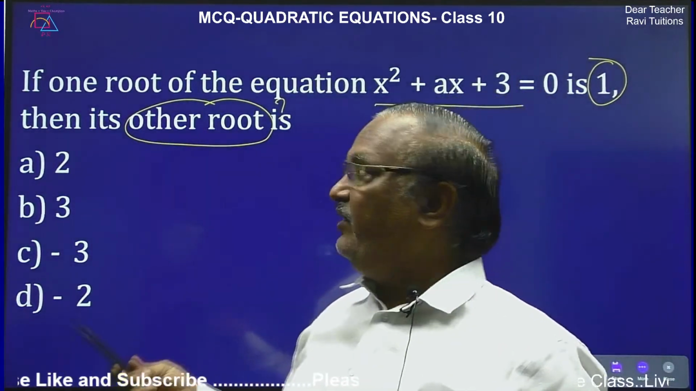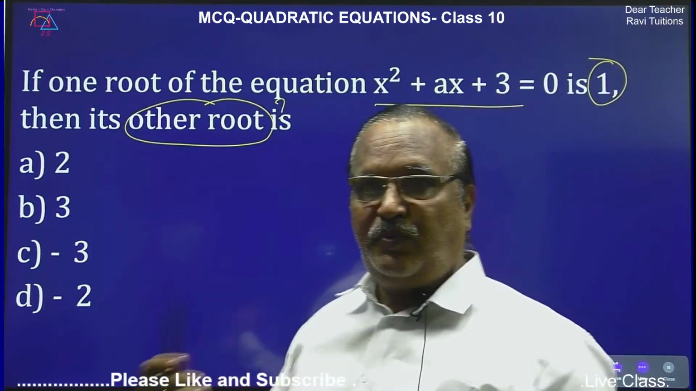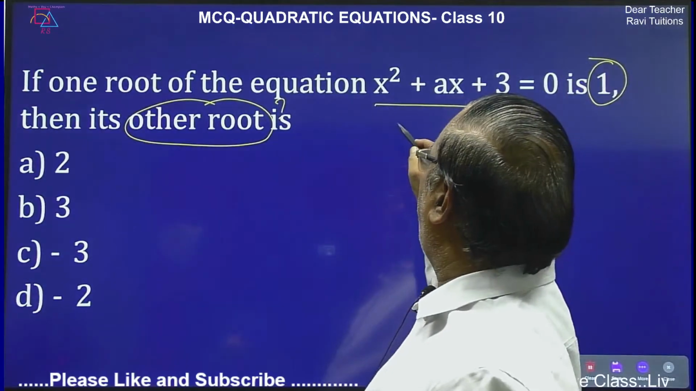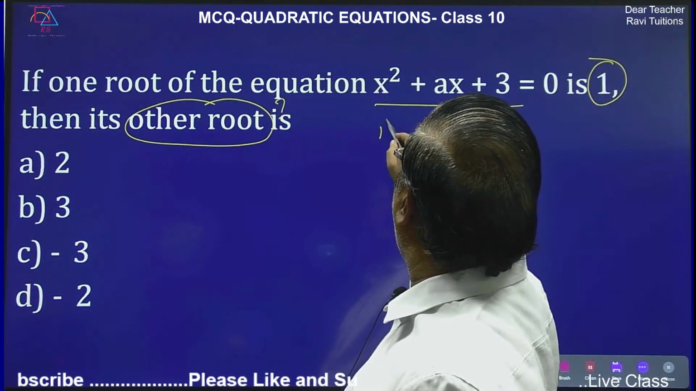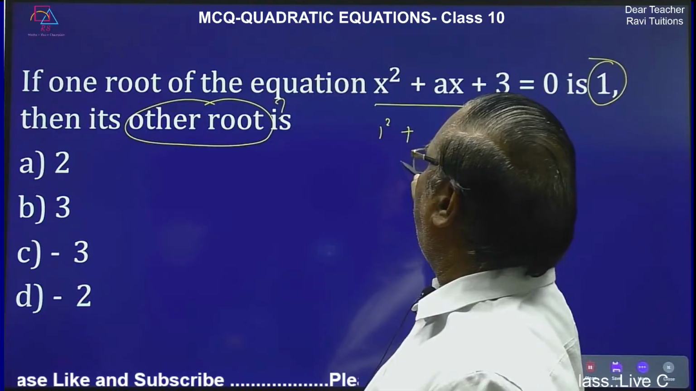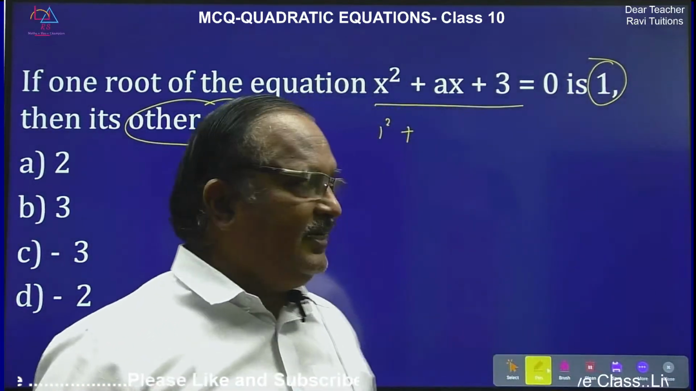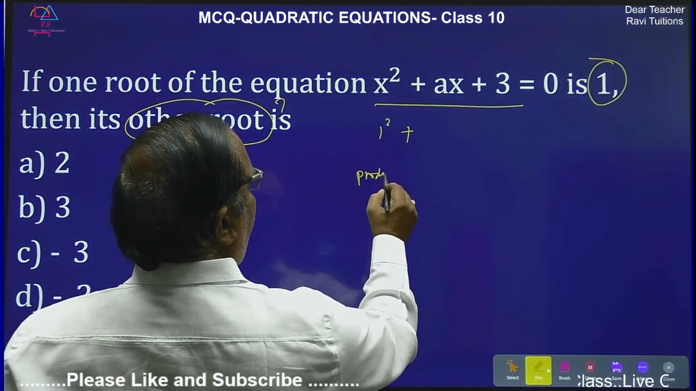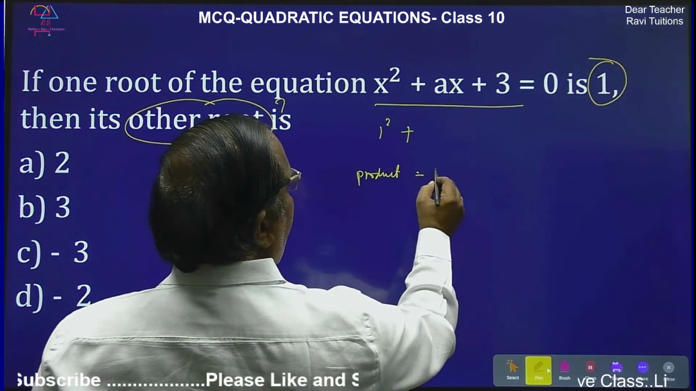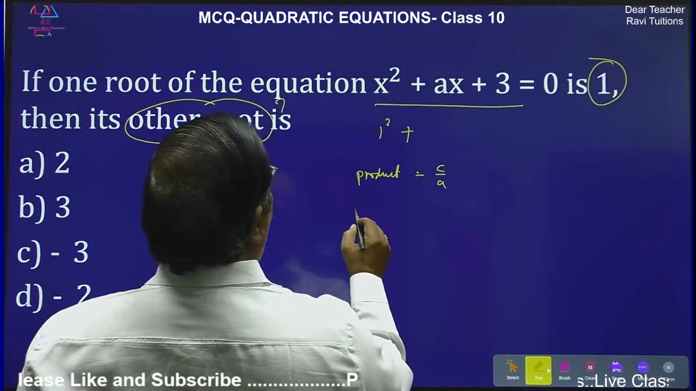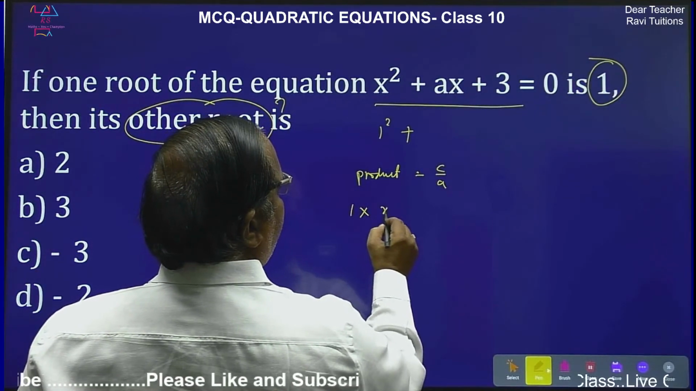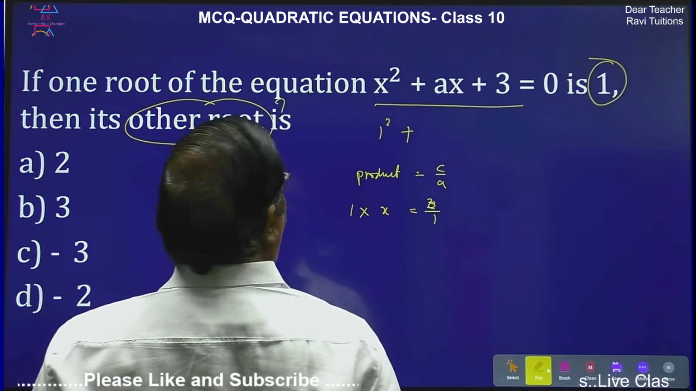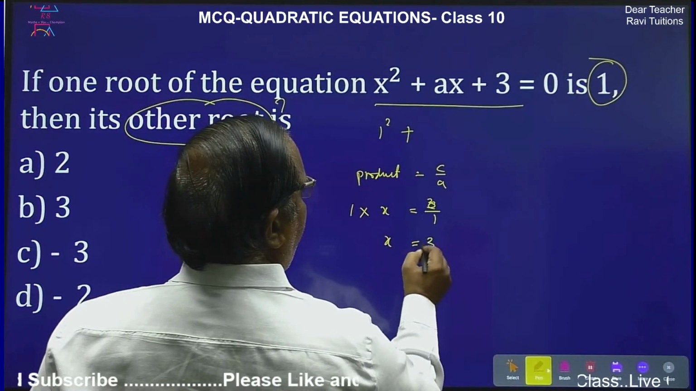So there is one way: you put this value here. Root means if you substitute the root value, it will get satisfied. Otherwise, you can use the sum of the roots is equal to minus b by a, and the product of the roots is equal to c by a. So product means 1 into x is equal to c by a, which is 3 by 1. Okay, so x is equal to 3.